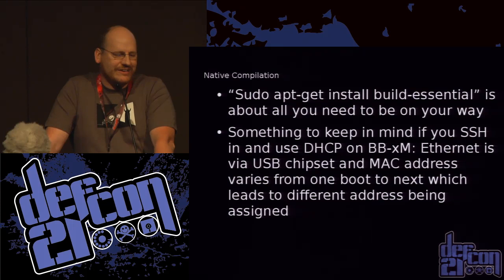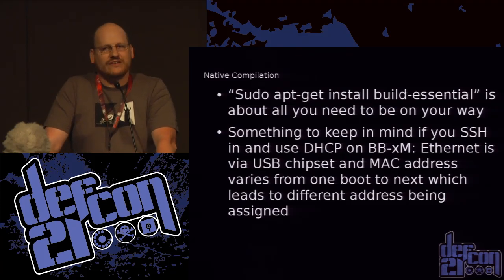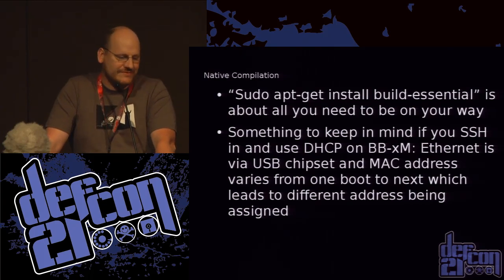All right, so if you're going to go with the native compile, it's pretty basic. Do a sudo apt-get install build-essential, singular, not plural. I don't know why, but that's the way it is. And you're pretty much on your way. You download your code, do the standard stuff, and you build it.